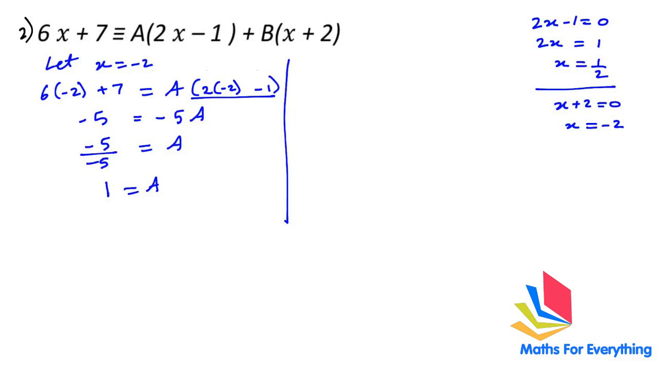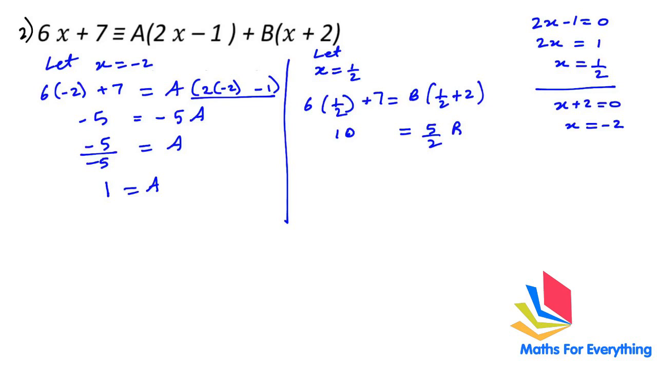For the next factor, we will use 2x minus 1 is equal to 0. So x is equal to half. Let x equal half. Wherever there is x, we'll substitute half. 2x minus 1, if you substitute half here, will be 0. So 0 multiplied by A is 0. Cancelled, we'll only use B. Half plus 2. This will give us 10 and this will give us 5 over 2 B.